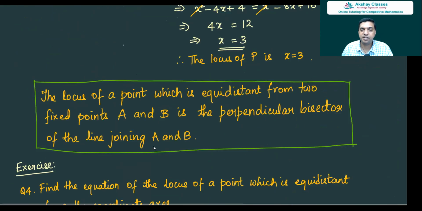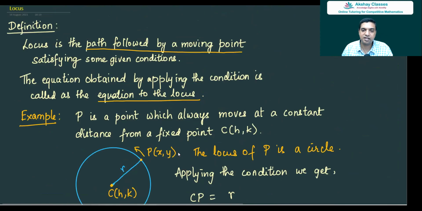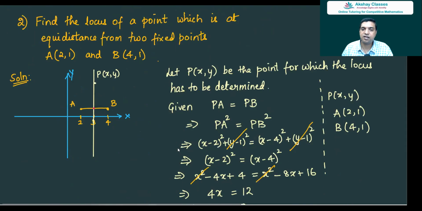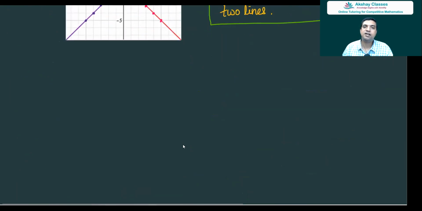So this is the angular bisector. The previous one was the perpendicular bisector. The earlier one was the circle. So all the geometrical figures are locus of some condition. So that's what we are learning here.